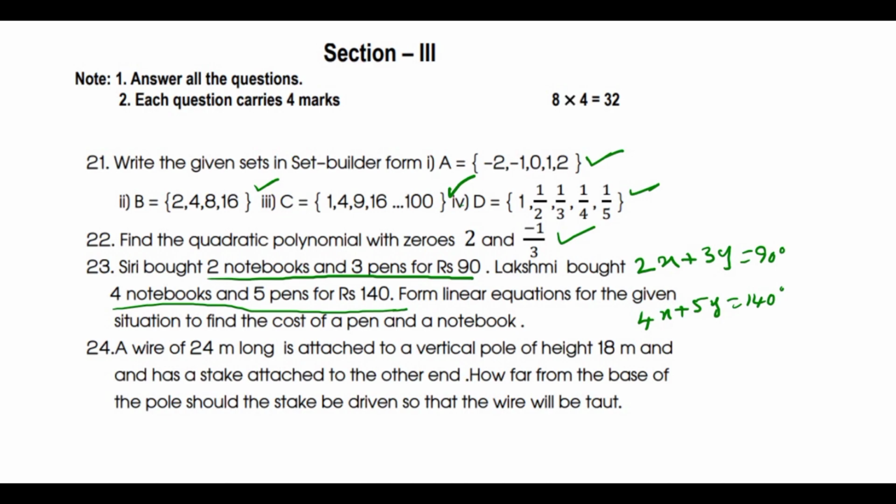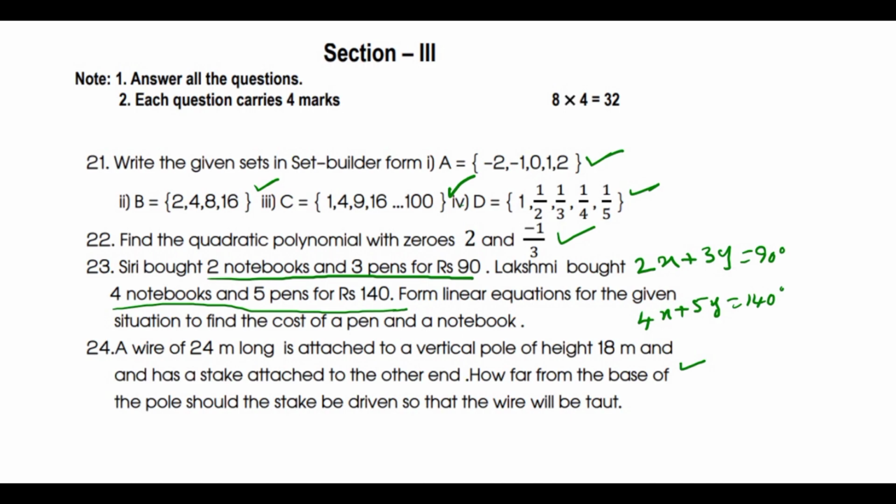A wire of 24 meters long is attached to a vertical pole of height 18 meters and has a stake attached here. This is the problem from exercise 8.4. You can refer to this question from exercise 8.4, using the Pythagoras theorem concept. We will discuss this problem, I will explain it with a model.